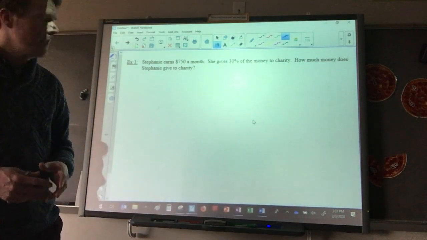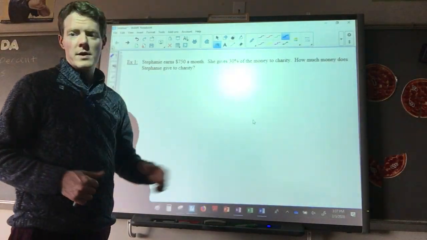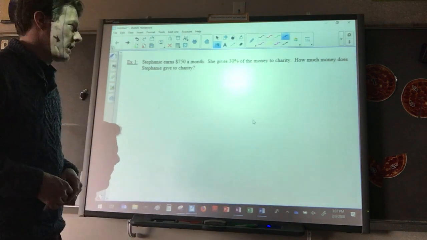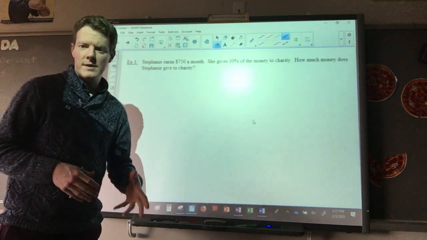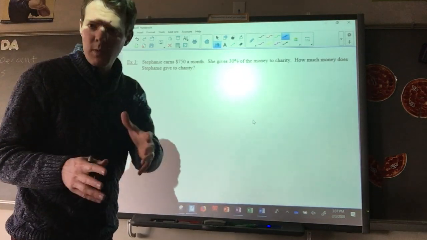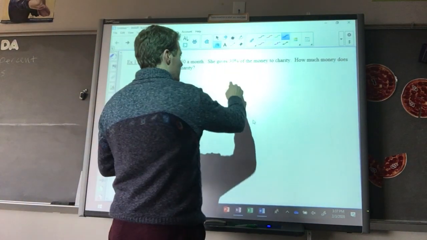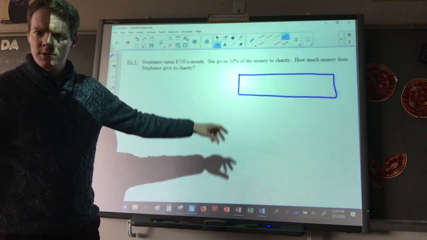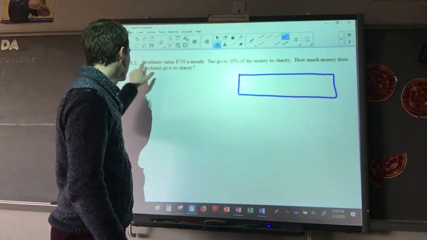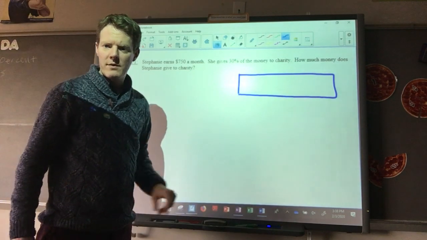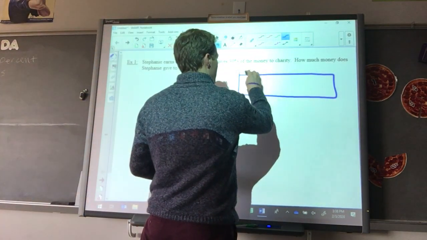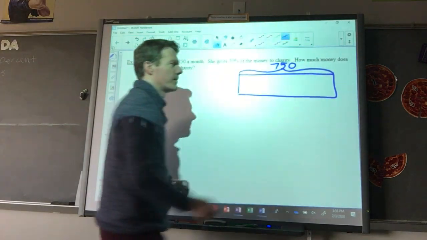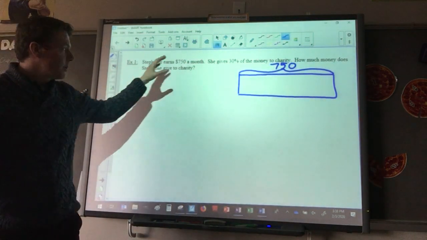Okay, in example one here, it says Stephanie earns $750 a month, and then she gives 30% to charity, and it's asking you how much money did she give to charity. So a good way to do this is to first just organize information in a quick picture. So the bar represents her total earnings, and it says that she earns $750 a month. So I'm going to bracket that off and say this is $750. That's just this first bit of information.